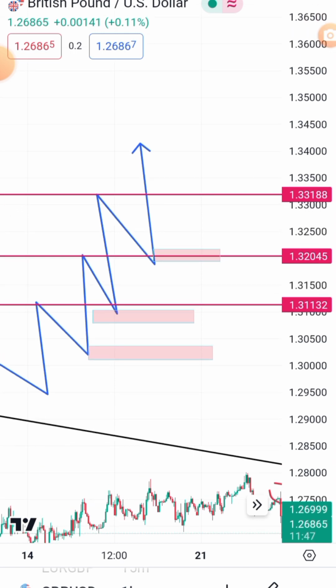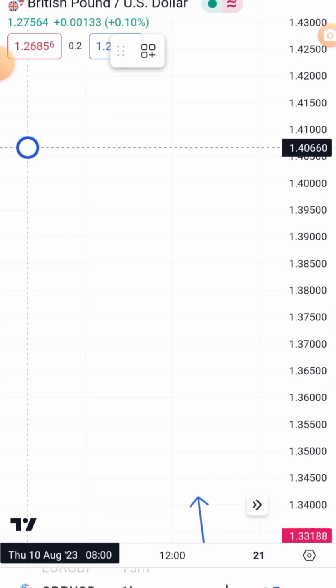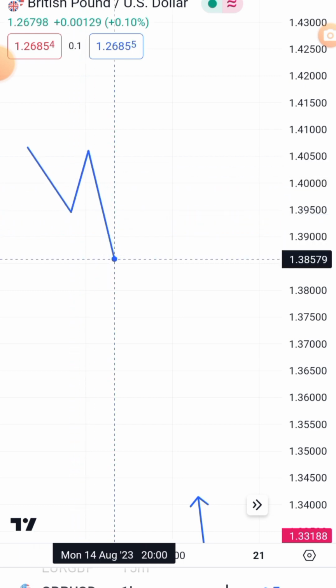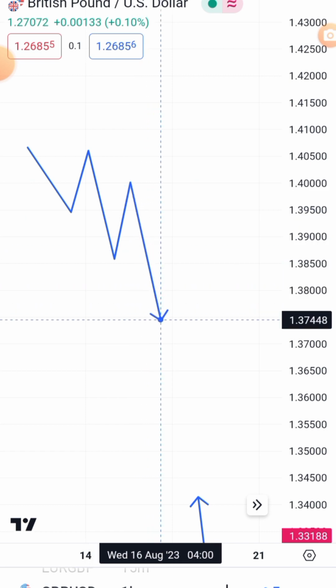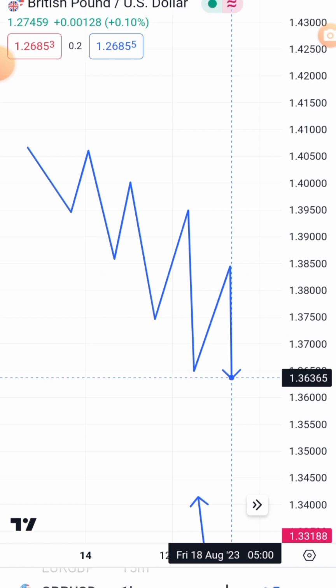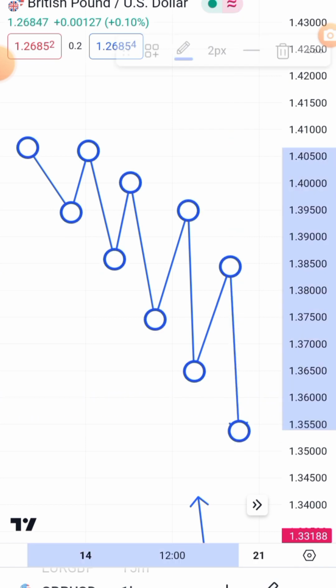Let me show you here. The market is making higher lows and lower lows, right? Higher lows, lower lows, higher lows, lower lows, higher lows, lower lows. So that's our market, right?